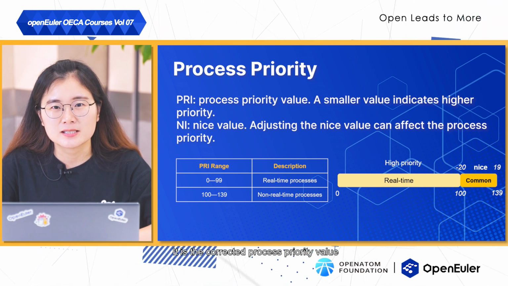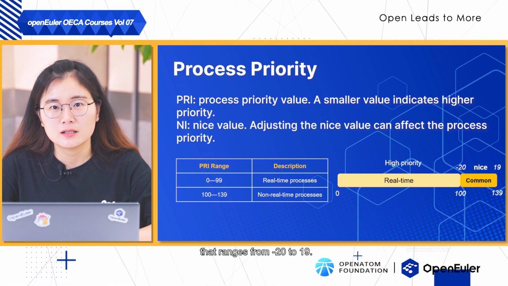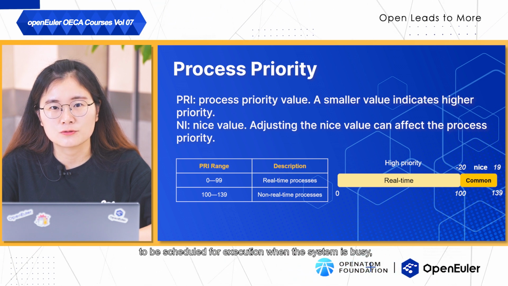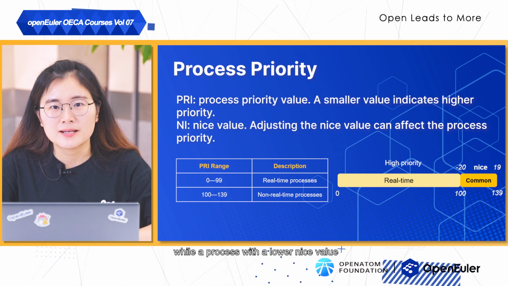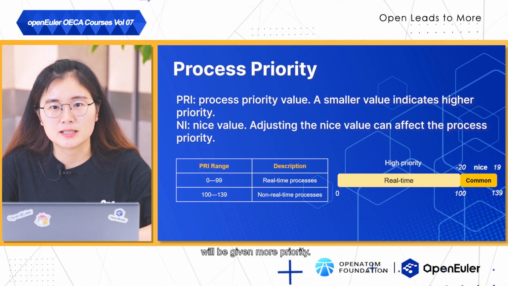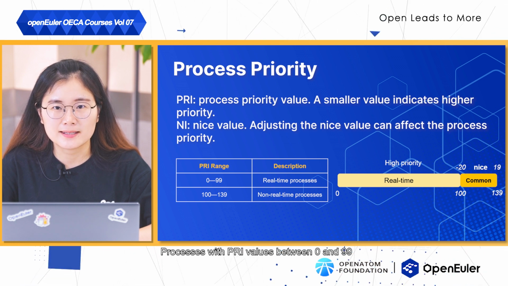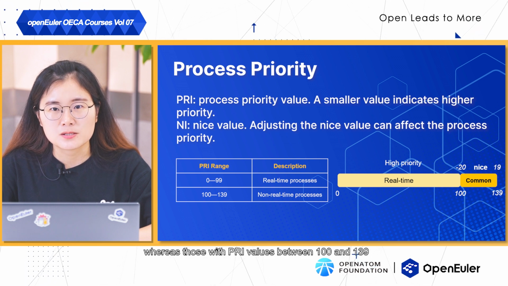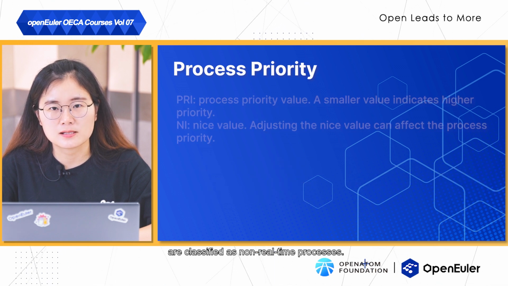It is the corrected process priority value that ranges from -20 to 19. A process with a higher nice value will be less likely to be scheduled for execution when the system is busy, while a process with a lower nice value will be given more priority. Processes with PRI values between 0 and 99 are classified as real-time processes, whereas those with PRI values between 100 and 139 are classified as non-real-time processes.